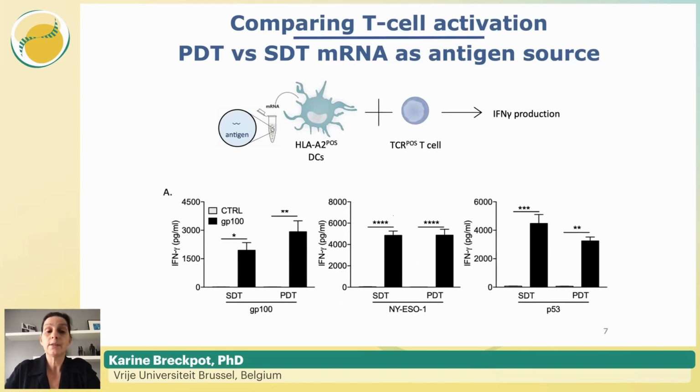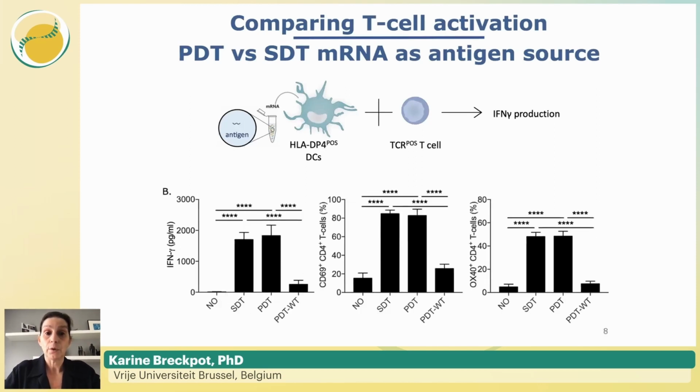And in certain cases, it is the plasmid DNA template that performs a little bit better than the synthetic DNA template. In other cases, they perform equally well, and yet in other cases, it is the plasmid DNA template that performs a little bit worse than the synthetic DNA template. Overall, for these antigens that are presented in HLA-A2, we can say that at least with the synthetic DNA template, we can produce mRNA that allows the dendritic cell to present the correct peptide.